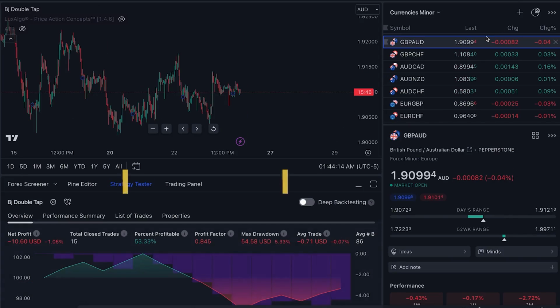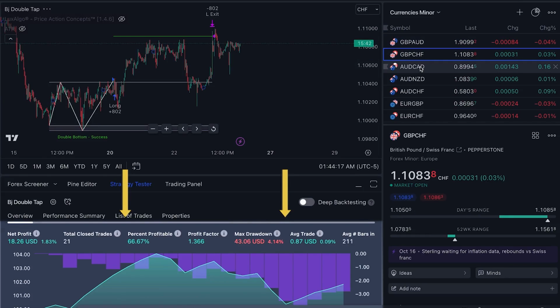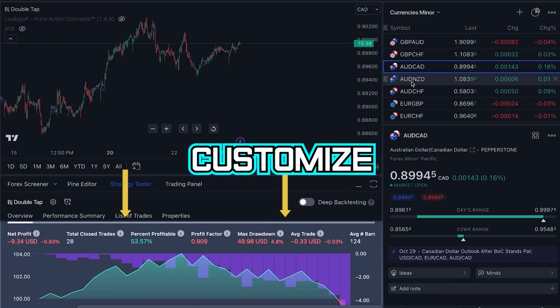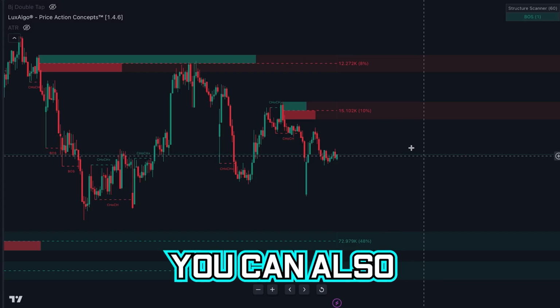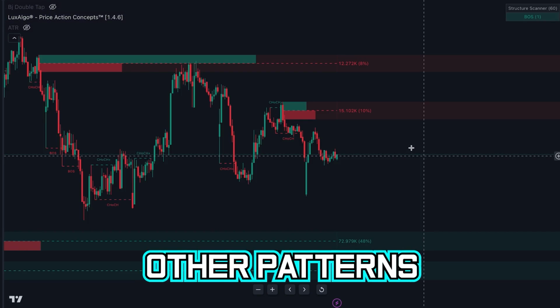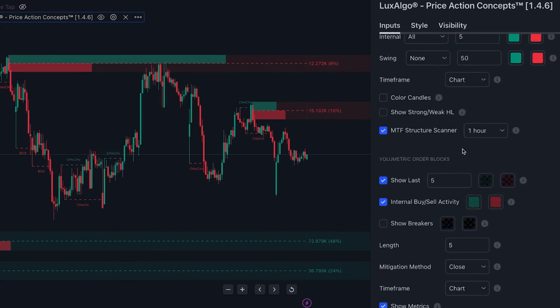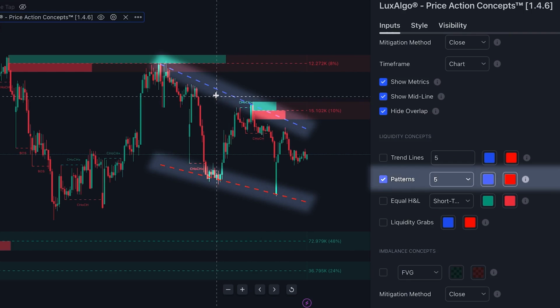It's very important to remember that before taking trades, you need to find an asset that is showing good performance with a double tap indicator, even if you customize the features to only take double tops or bottoms. You can also use the price action concepts indicator to detect several other patterns automatically that are not covered in the double tap indicator. Just go to the settings of the price action concepts indicator and enable patterns.